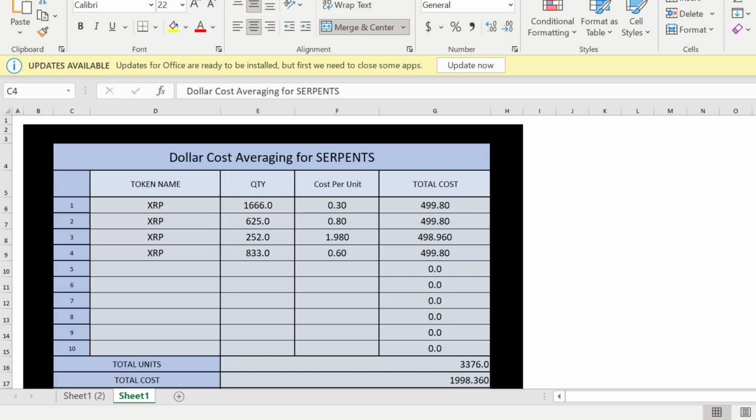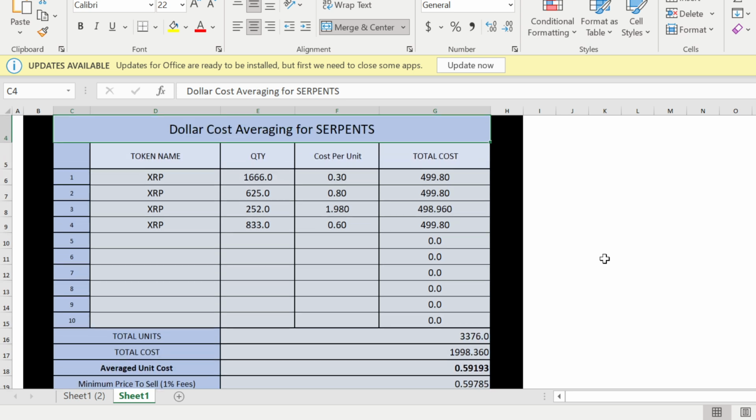Okay, so we're inside Excel right now, and it's the dollar cost averaging for serpents. When we look at the dollar cost averaging, what I've done is very, very simple. Let me know if you want this in the comments, and I'll pin it. But there's heaps of these available out there. What you do is you have your token name or whatever you purchased, and then the amount that you purchased it for, right? So say every month you go to put in $500.